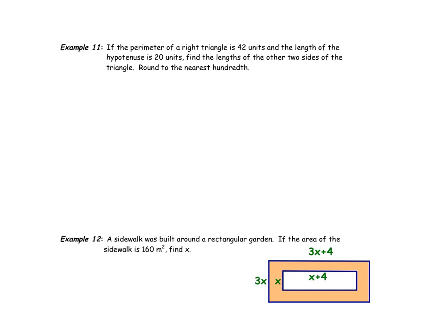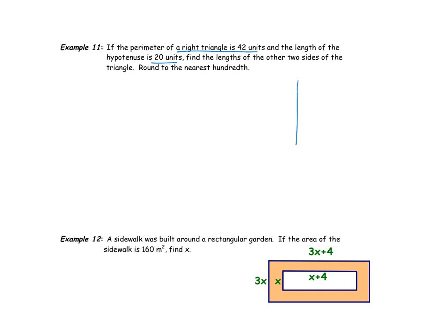This is the solution to example 11 from notes 1.4. It's an application of a quadratic equation, and we're told that the perimeter of a right triangle is 42 units and the length of the hypotenuse is 20 units. We're supposed to find the lengths of the other two sides of the triangle.